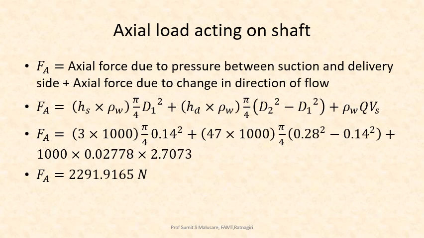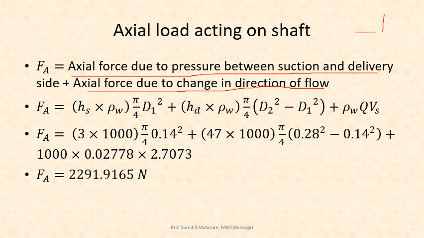Now axial load. How to calculate the value of axial load? So axial force is due to the pressure difference between the suction and delivery side. This is the cause of axial force, as well as the axial force due to the change in the direction of flow: axial entry and radial exit of the liquid. Due to this change in direction, axial force is again created, and this is a standard formula: axial force is equal to hs into rho w into pi by 4 into d1 squared plus hd into rho w into pi by 4 into (d2 squared minus d1 squared) plus rho w into Q into Vs.